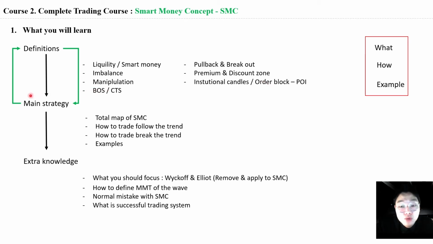And in the main strategies, you can understand the total map of the smart money concept. And the next one, how to trade following the trend, and also how to trade breaking the trends. This one is the main strategy with the smart money concept, and there is normally an example about V theory to fully understand these strategies.